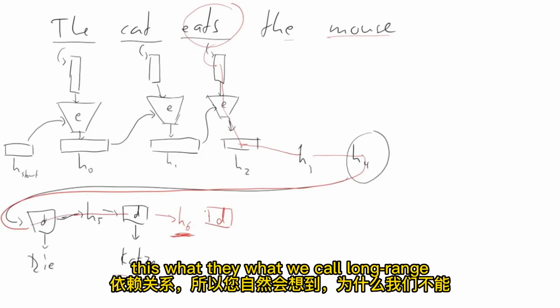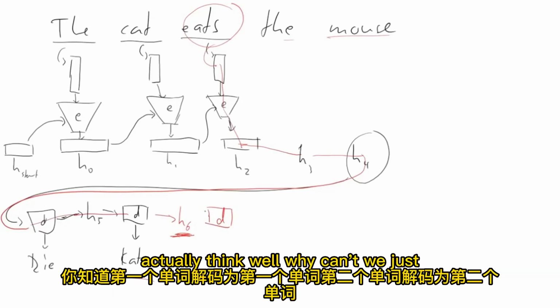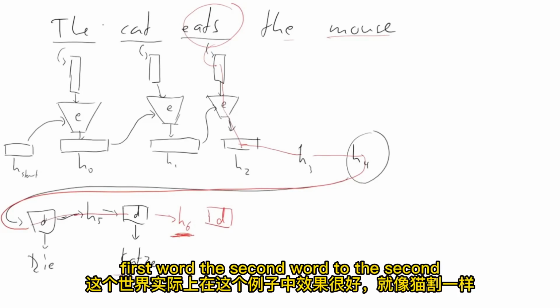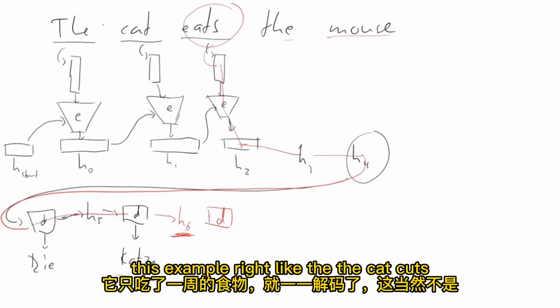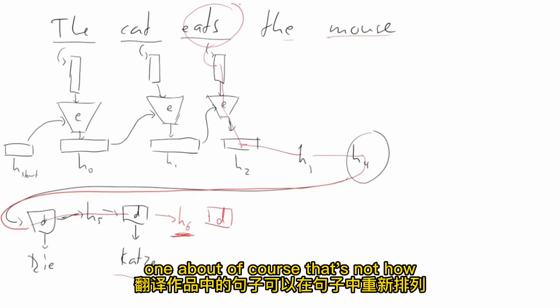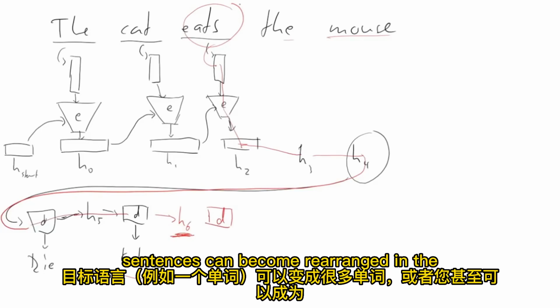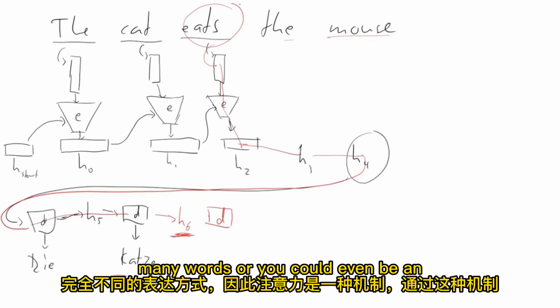And so naturally you think, well, why can't we just decode the first word to the first word, the second word to the second word? It actually works pretty well in this example, right? Like the, cat, Katze, eats. We could just decode one by one, but of course that's not how translation works. In translations, the sentences can become rearranged in the target language, one word can become many words, or it could even be an entirely different expression.